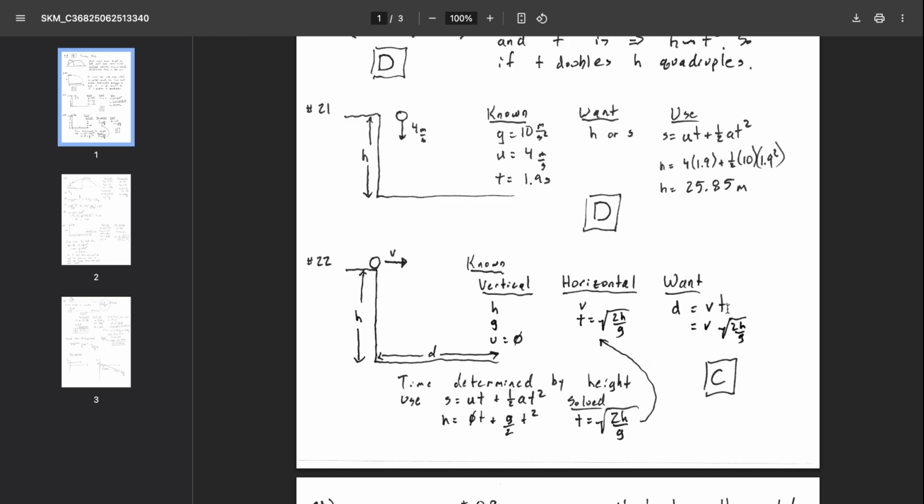And then to find the horizontal distance, d, distance is just velocity times time. It's a constant speed in the horizontal direction. So that makes our equation very, very straightforward. So you just say v times the square root of 2h over g. And that answer was C.